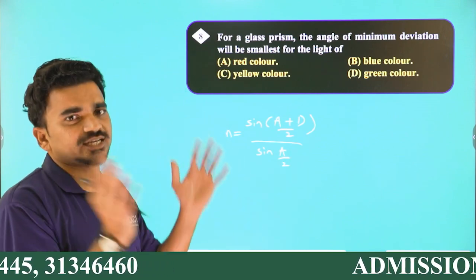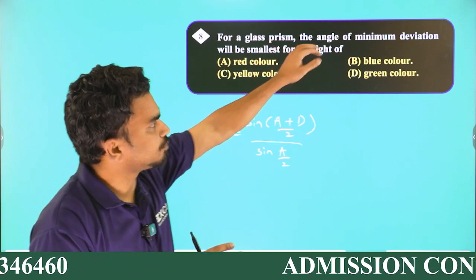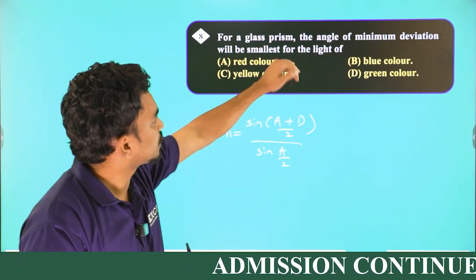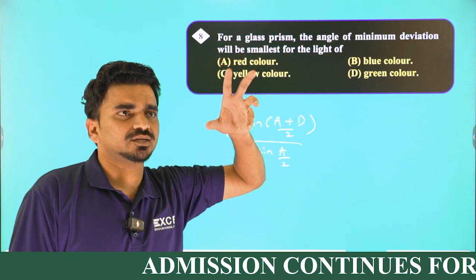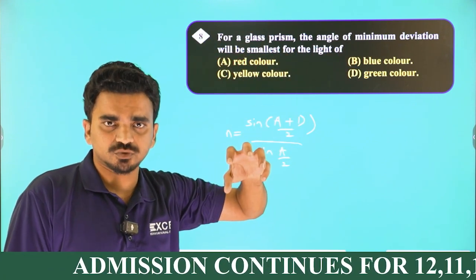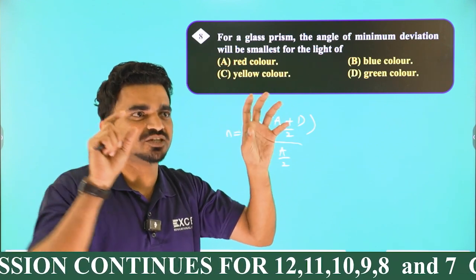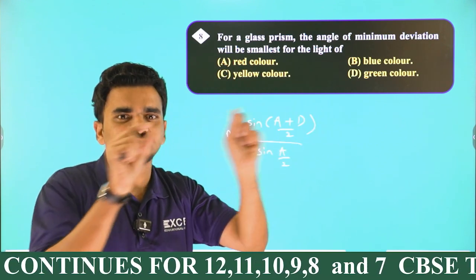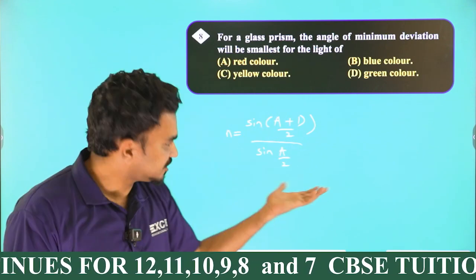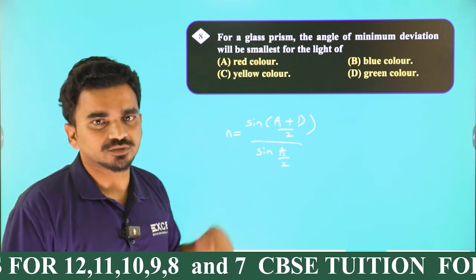Okay, you should think like this. What are they asking in the question? Minimum deviation and color of light. Color is definitely related to wavelength. Wavelength can be connected to refractive index. So, is there any equation connecting the minimum angle of deviation and the refractive index? Yes, obviously this equation is the connecting one, right?